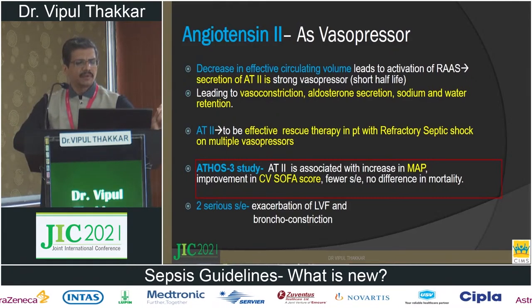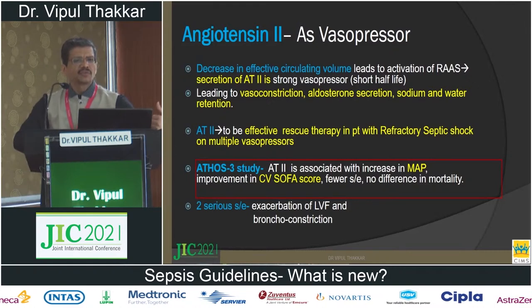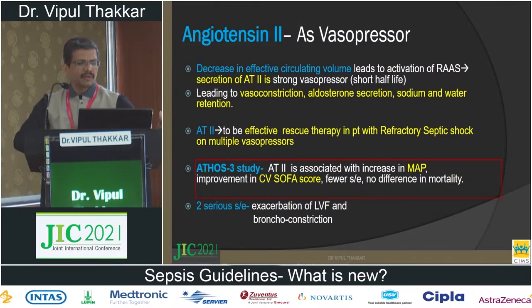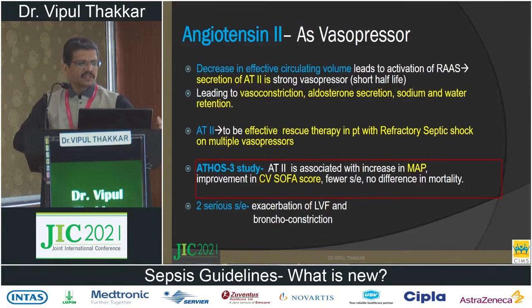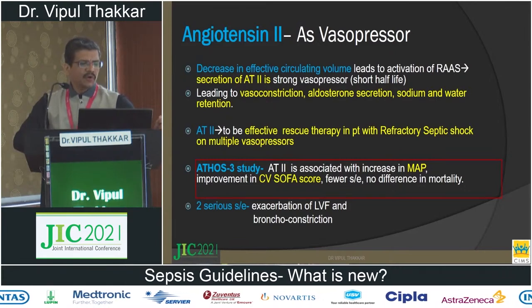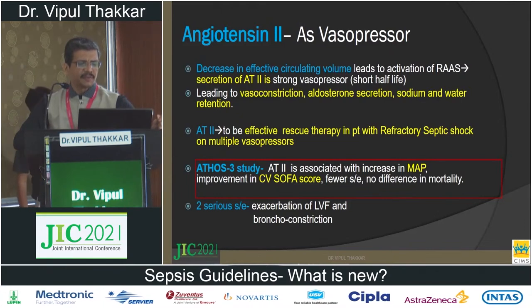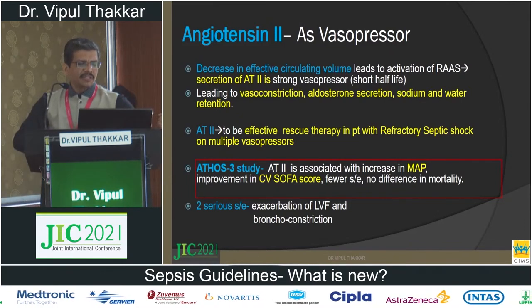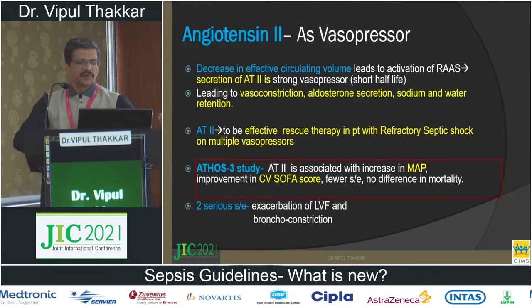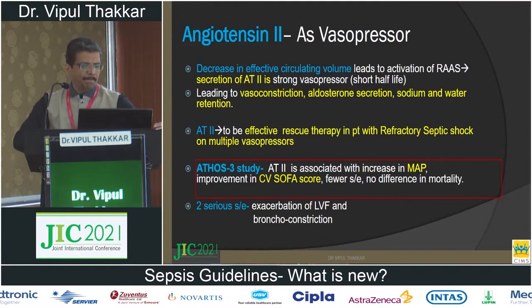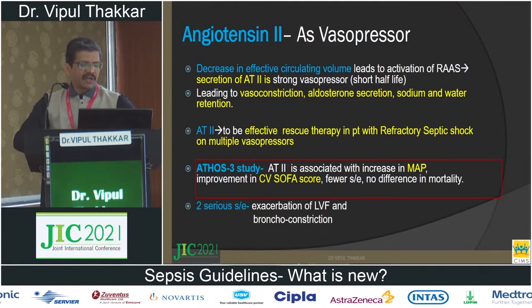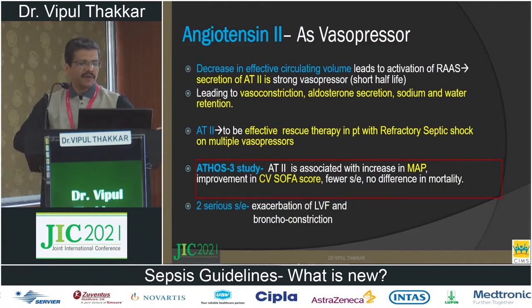Aldosterone secretion is triggered and sodium and water retention is occurring in response to angiotensin 2. What ATHOS-3 study about angiotensin 2 says: increase in mean arterial pressure and improvement in cardiovascular SOFA score in response to angiotensin 2. Its side effects are exacerbation of LVF and bronchoconstriction.